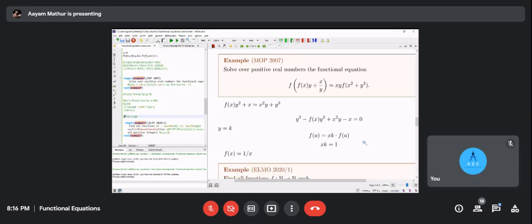Which is why I, go ahead. Isn't there a proof using injectivity? Like, can't we prove it injective? Uh, none that I am aware of, unfortunately.